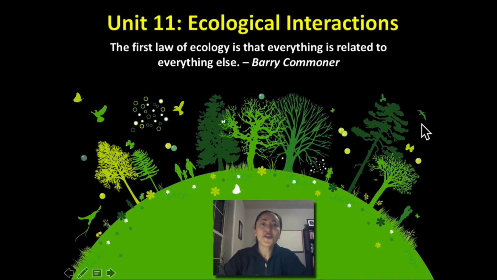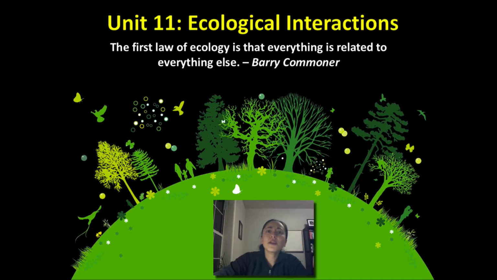Hi, this is the review for Unit 11, Ecological Interactions. I will be going through the learning objectives on page 163, so if you would like to follow along with me, you can go to that page. Objective 1 says, describe the trophic structure of an ecosystem and recognize examples of each trophic level.